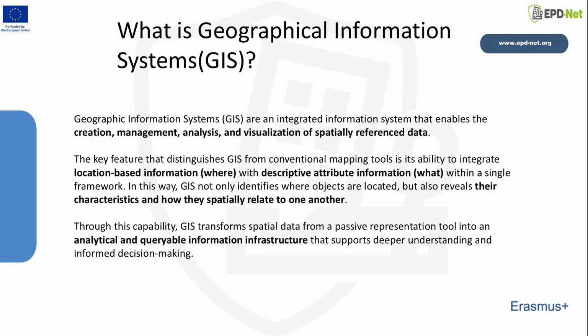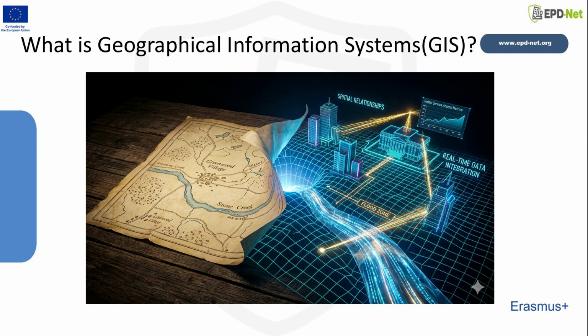In this way, GIS not only identifies where objects are located, but also reveals their characteristics and how they spatially relate to one another. Through this capability, GIS transforms spatial data from a passive representation tool into an analytical and queryable information infrastructure that supports deeper understanding and informed decision-making.